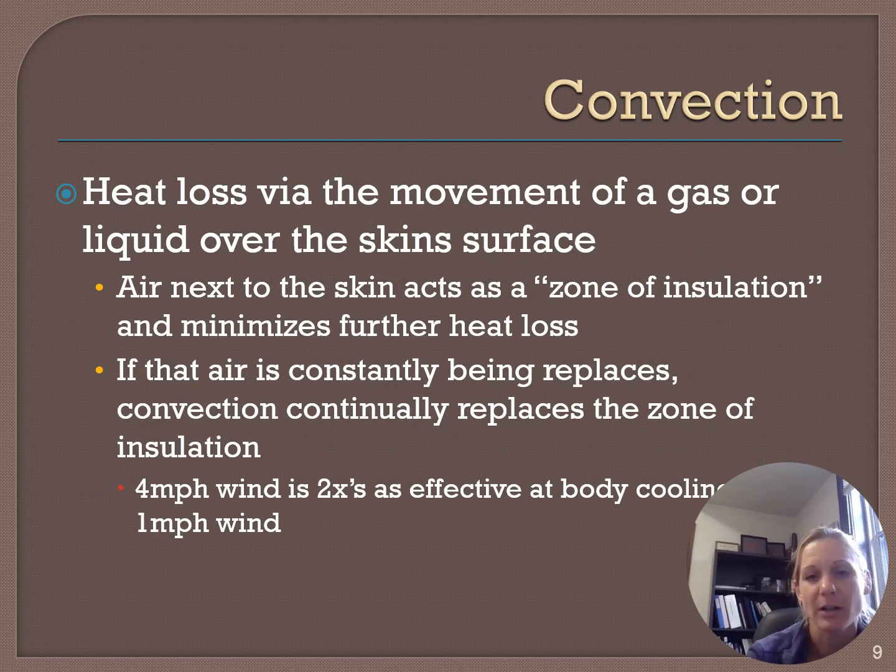When we think about convection, I always think convection oven, which helps me. Maybe that's helpful for you, maybe not if you're not interested in baking. But convection has to do with movement. Okay, so this is going to be heat loss via the movement of a gas or a liquid across the skin surface. So again, you can think about this as air or water. A couple of different examples here. The air around our skin acts as a zone of insulation and will minimize further heat loss. But if that air is constantly being replaced, such as when it's windy, convection usually replaces that zone of insulation.